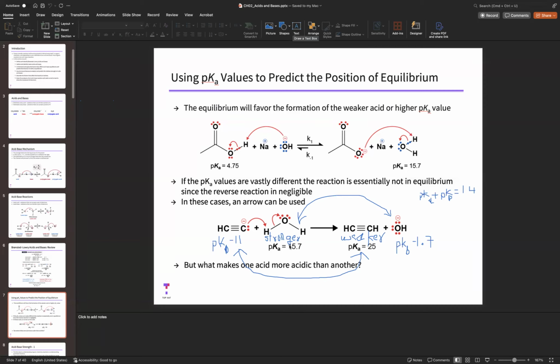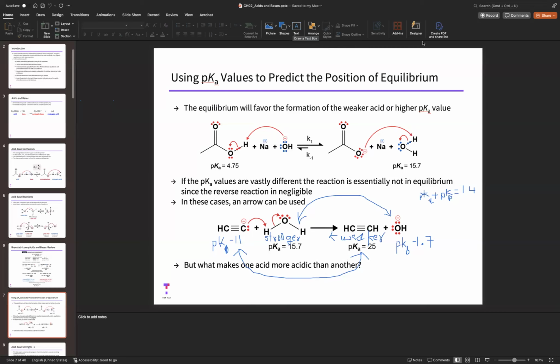So which side does the equilibrium lie on then? It lies in the forward direction. Okay. Lies in the forward direction. And the reverse direction would be a very small arrow on the left. Okay.